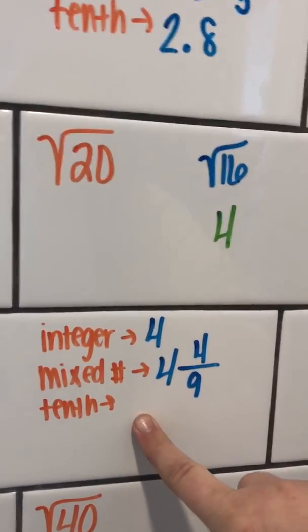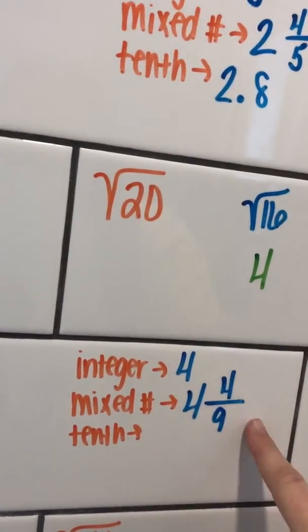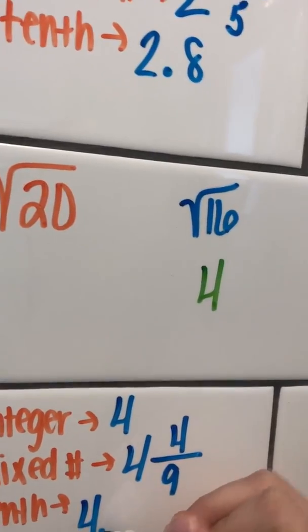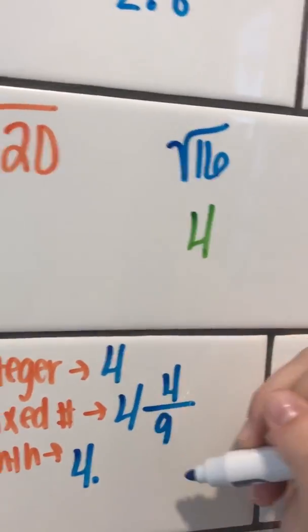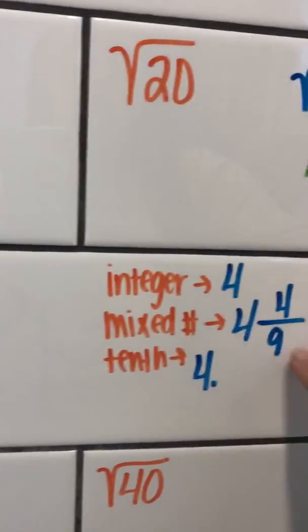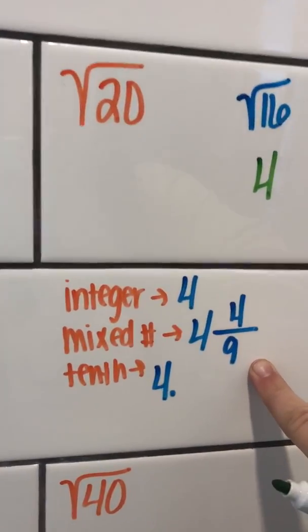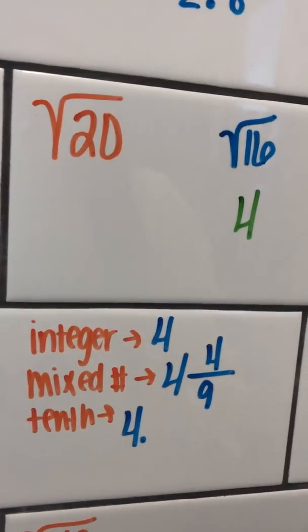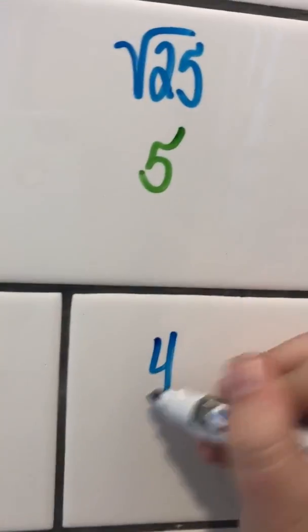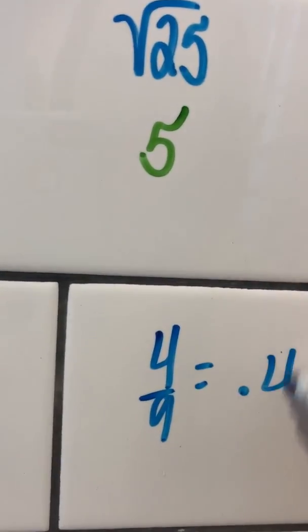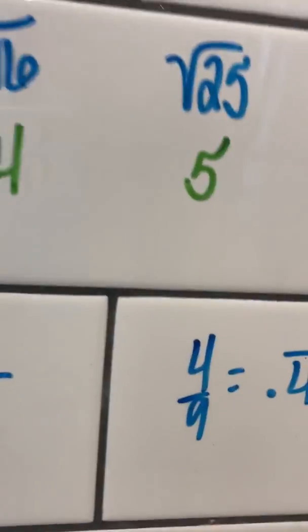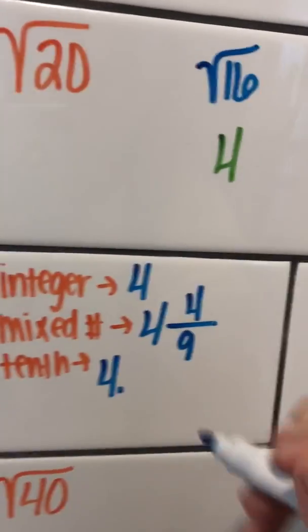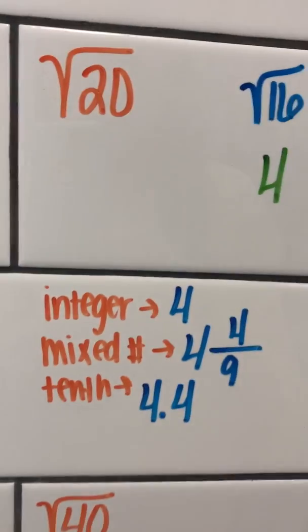And for a tenth, I want to know what is 4/9 equal to, because it's going to be 4 point and whatever we figure out 4/9 is. A little trick for your 9s: whenever you have a 9 in your denominator, we know that the numerator is just going to repeat for the decimal. So 4/9 just equals 0.4 repeating over and over again. So we know that this is going to be 4.4.